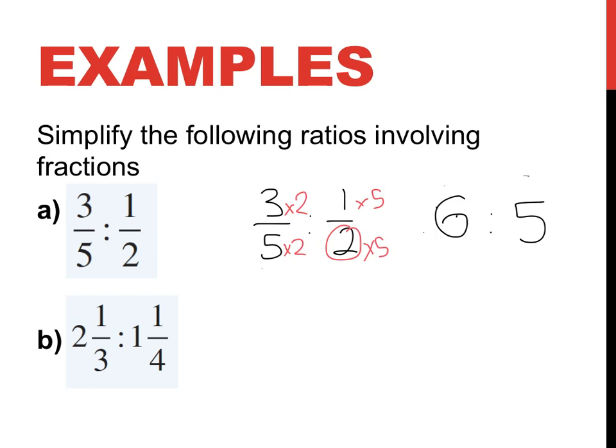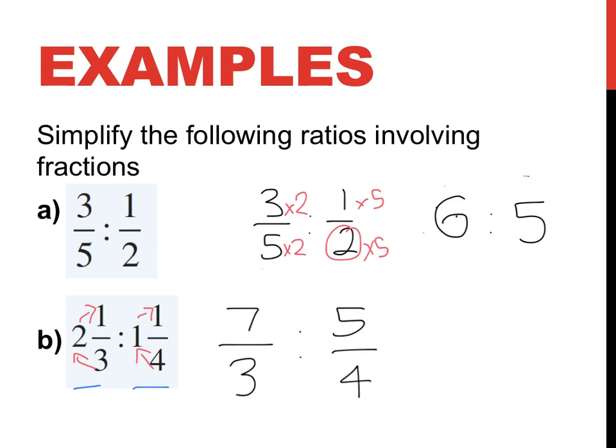So the first thing you need to do is find the common denominator, which has to be the lowest possible one, and then you can just use the numerators as your comparison. This example in B, whenever we get a mixed numeral, we have to convert it to an improper fraction. So 3 times 2 is 6, plus 1 is 7 on 3. We should know how to convert mixed numerals. 4 times 1 is 4, plus 1 is 5 on 4.